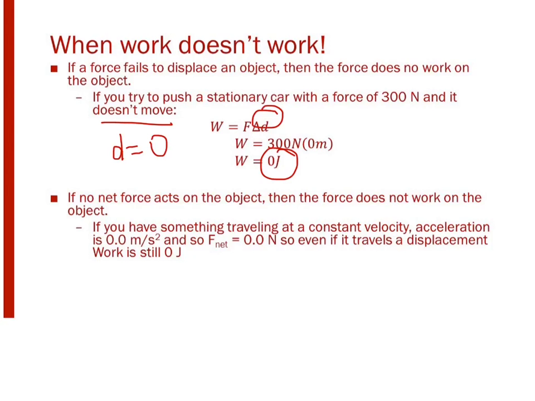The other way this could happen is if no net force acts on an object. If F net is equal to 0, then you'd be putting a 0 in for your force. Doesn't matter how far you move it, you would still get 0 work. An example of that is anything traveling at a constant velocity. If you're traveling at a constant velocity, acceleration is 0, so F net, mass times acceleration, would be 0. So even if it's traveling 100,000 kilometers, if it doesn't have a net force, it doesn't do work.